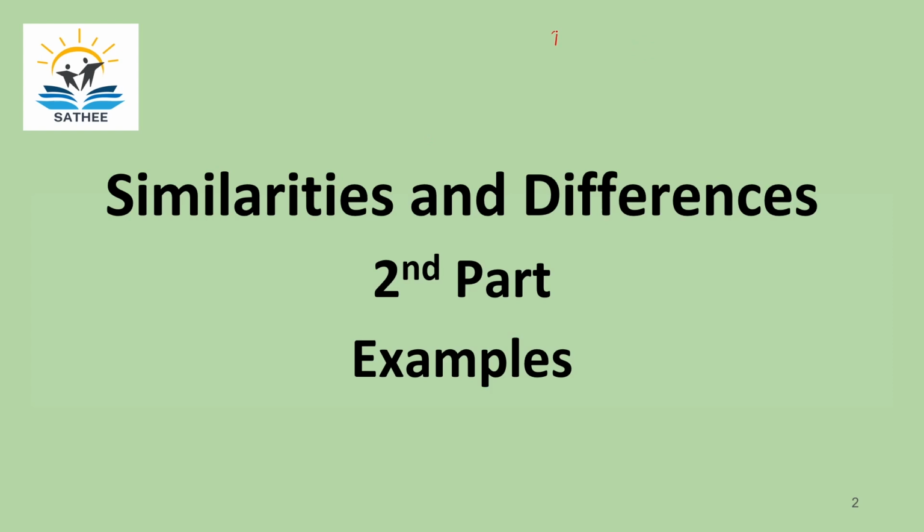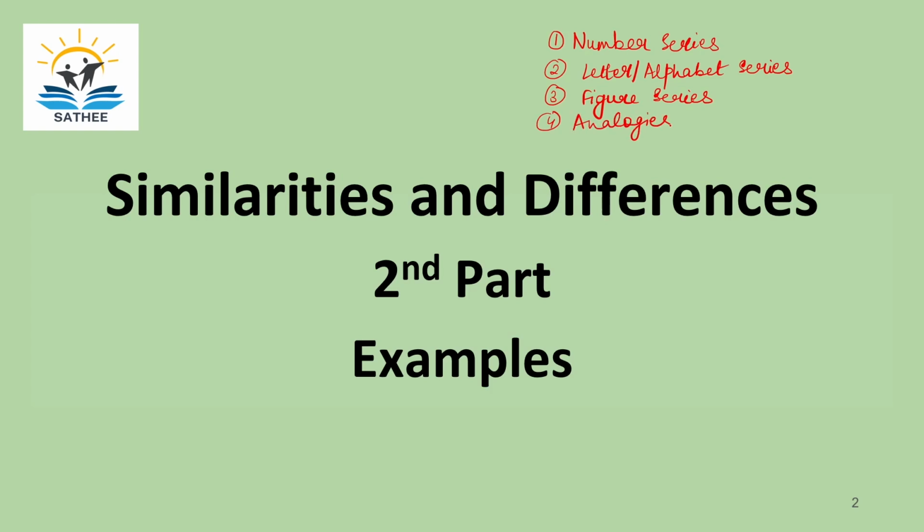These were, first was number series similarities. The second was letter series or also known as alphabet series similarities. Then we also discussed figure series similarities. Then there was another type called analogies. Then we discussed odd one out. And lastly, we discussed coding decoding analogies. So these are the 6 types of questions that can be formed from similarities and differences.